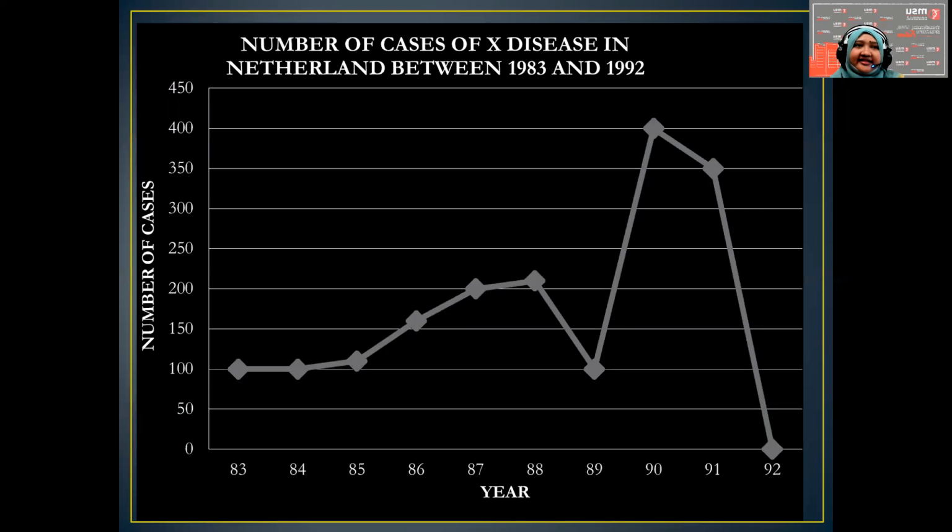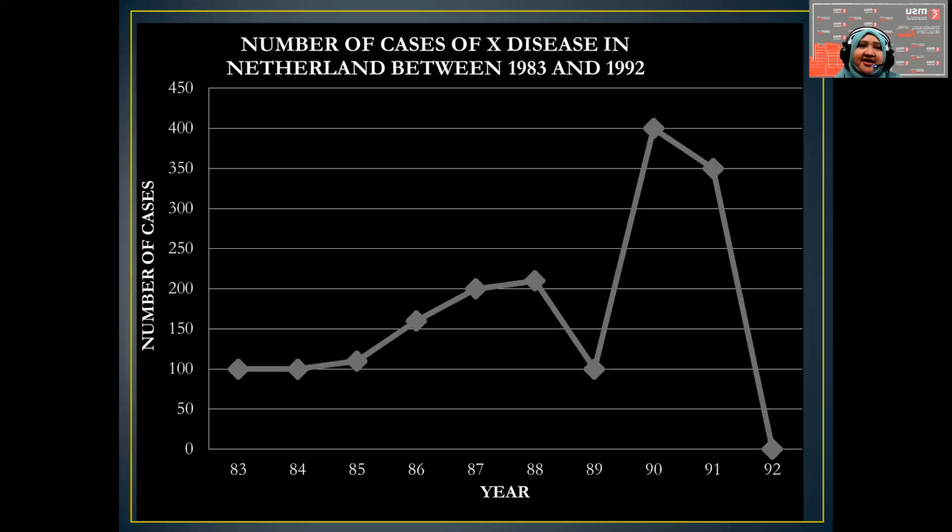So in 1989, something happened that made the increase spike really fast. It goes really fast and really high in a very short span of one year, while previously it took from 1983 to 1988, about six years, for it to rise to just slightly over 200. But it only took one year for the number to increase from 100 to 400. So there's a difference between that. It's just a higher number of people getting the X disease.